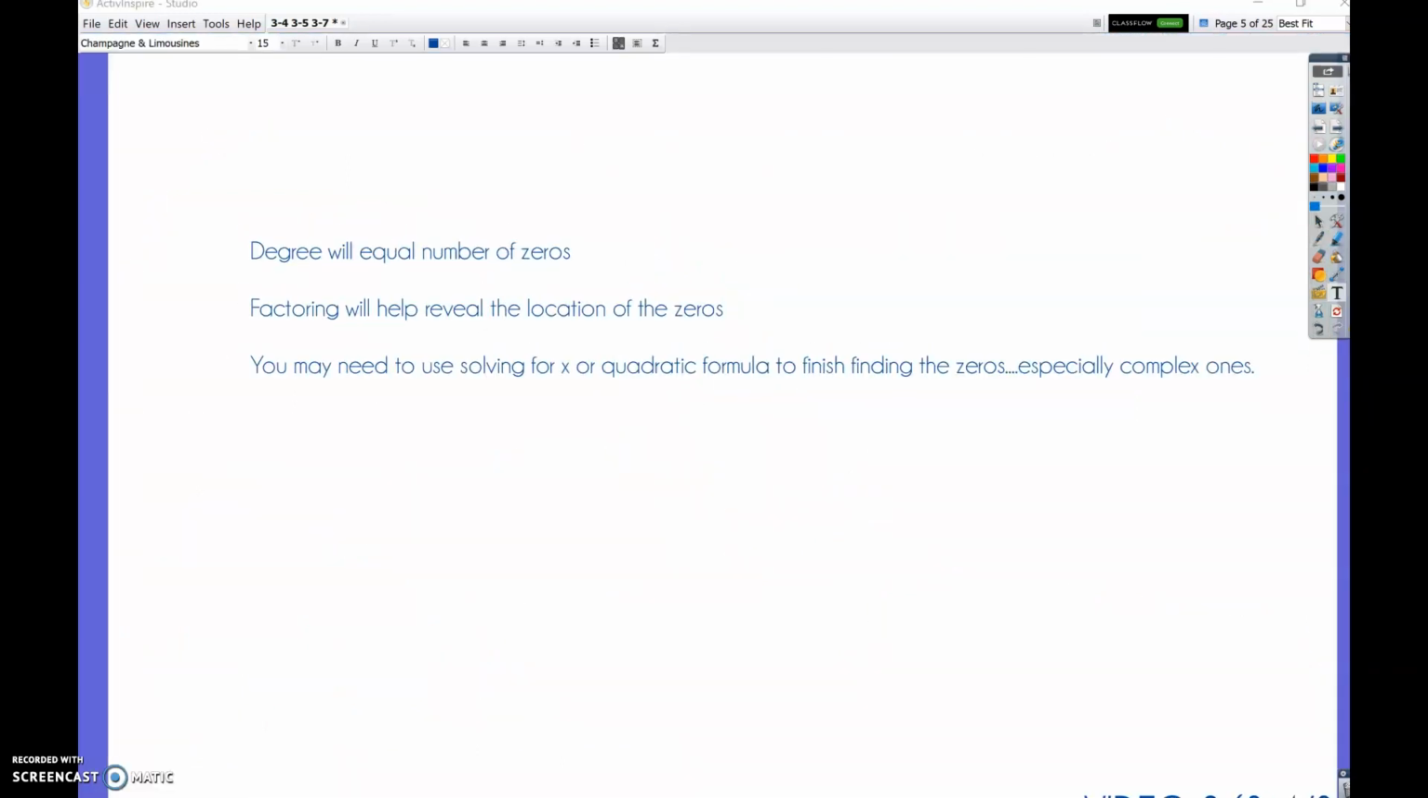So for this content, you want to remember that the degree will always equal the number of zeros. Factoring is going to help you reveal the exact location of those zeros. And you may need to use solving for x or that quadratic formula to help finish finding the zeros if you can't factor all the way. That will especially happen when you're looking for your complex zeros.